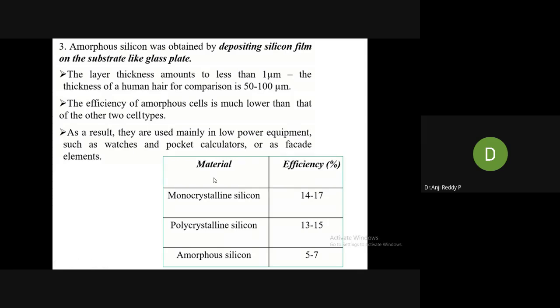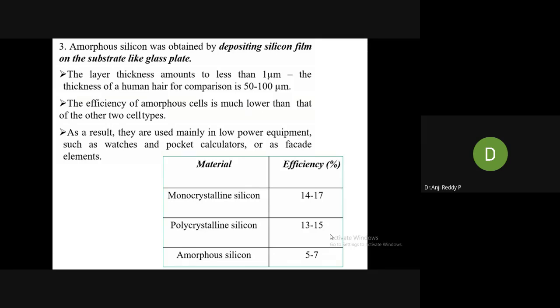From an exam point of view, we have to remember these values: monocrystalline 14 to 17%, polycrystalline 13 to 15%, amorphous silicon 5 to 7%. But from a research point of view, we have to take other values, because the books we are studying were printed 3 or 4 years ago. At present, the values have reached up to 42%. This is about efficiencies and the types of materials we are using in solar cells.